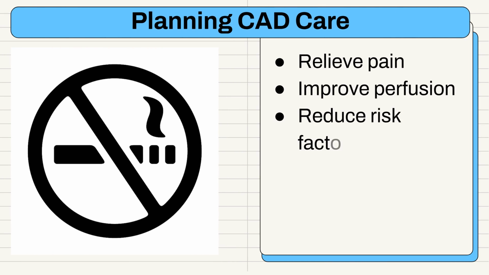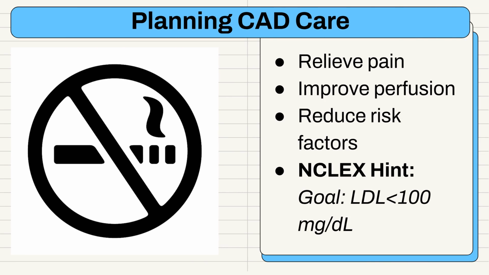Now, let's plan. Our goals are patient-centered: relieve chest pain, improve tissue perfusion, and reduce risk factors. For John, we aim to keep his oxygen saturation above 90%, reduce his LDL below 100 mg/deciliter, and help him quit smoking. We prioritize lifestyle changes, like a low-fat, high-fiber diet, and medications like statins for hyperlipidemia.